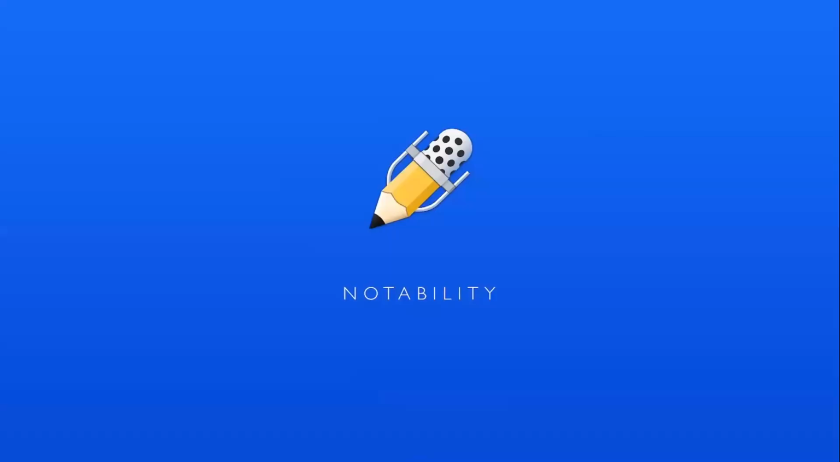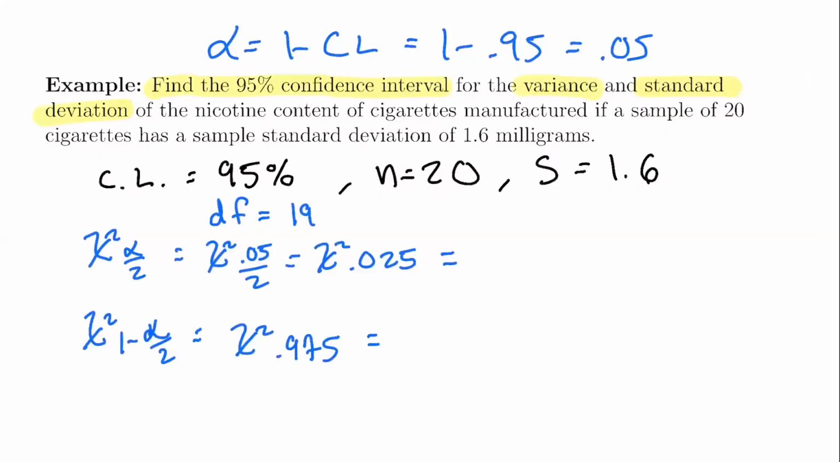So we'll go here. So this will be 32.852, and this will be 8.907. So those are my two chi-square values. Any questions about where the two chi-square values came from?